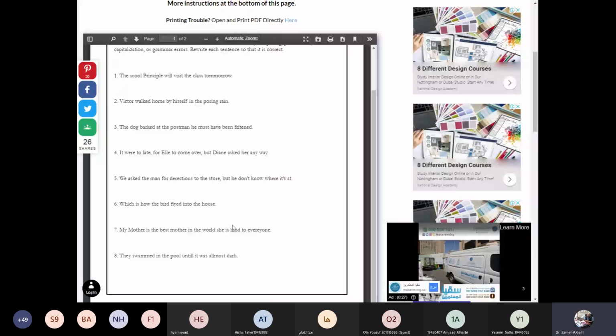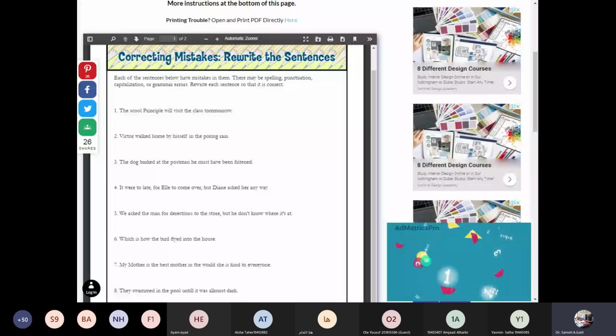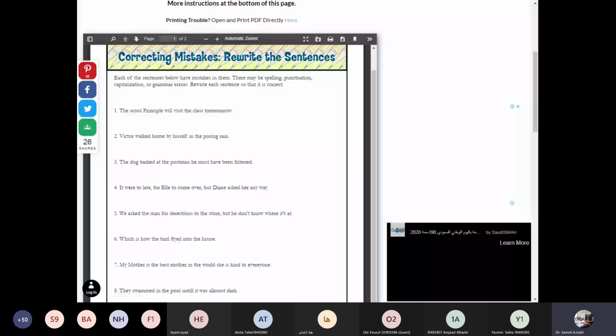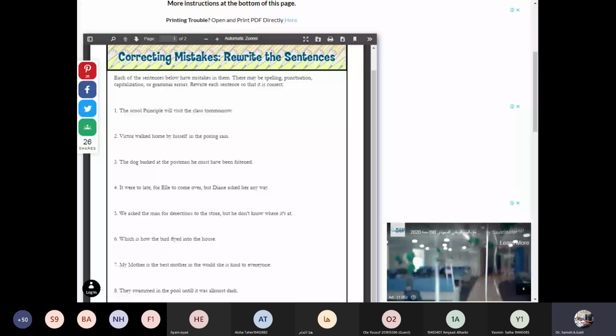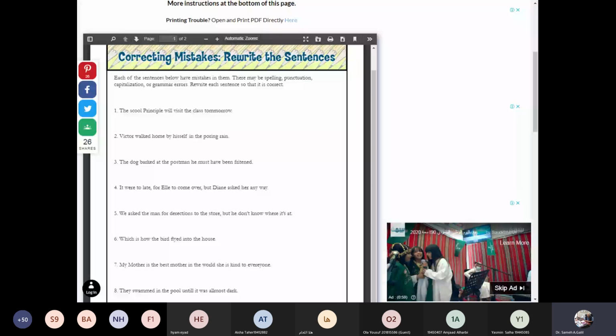So what can you see now? Yes, doctor. What is it that you can see? Sentences? Yes, correcting sentences, doctor. Okay, correcting mistakes, rewrite the sentence. Okay, so how many sentences can you see? 8. Okay, so I'll give you perhaps 4 minutes to think about them. I would like you to detect the errors and correct them, and I'll also detect and correct the errors. You guys have 4 minutes.